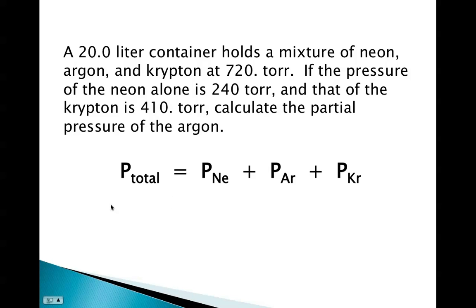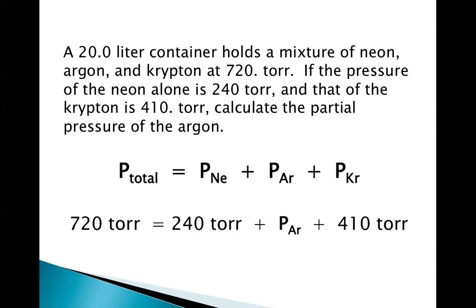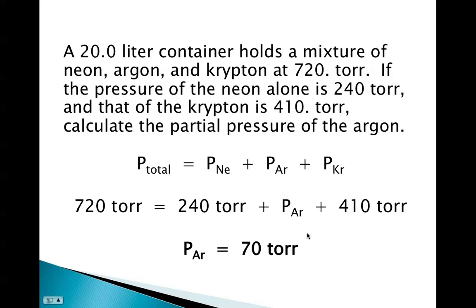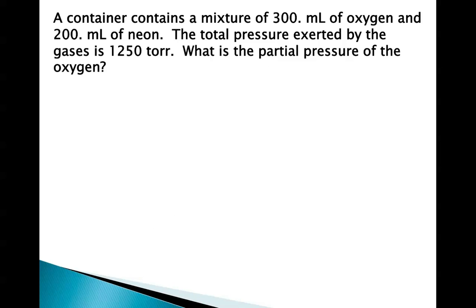So here we have a 20-liter container that holds a mixture of neon, argon, and krypton with a total pressure of 720 torr. If the pressure of the neon alone is 240 torr and that of the krypton is 410, what's the partial pressure of argon? So we simply plug in our values that were given. Our missing value is the pressure of argon, and by adding and subtracting, we get our partial pressure of 70 torr. So pretty simple.